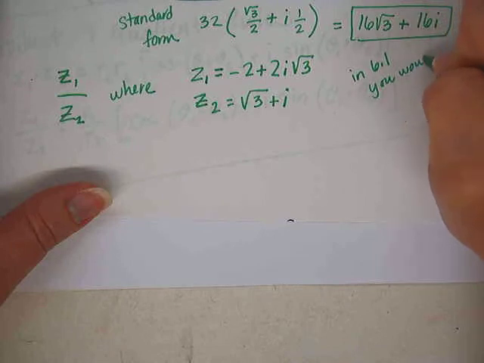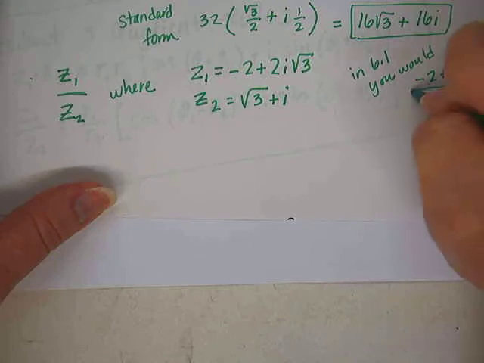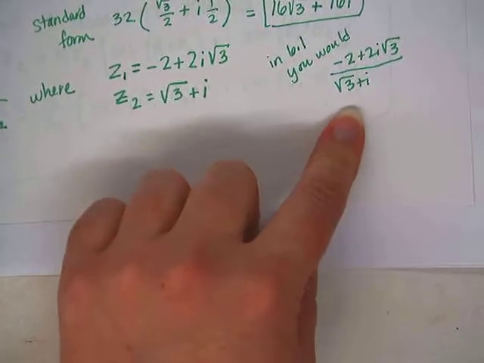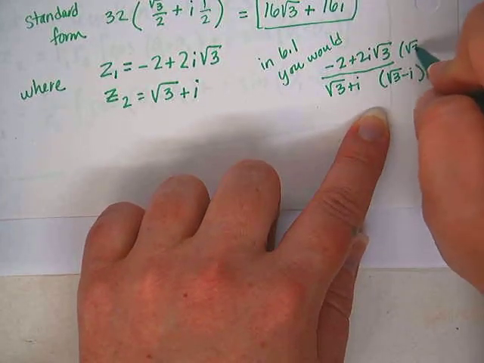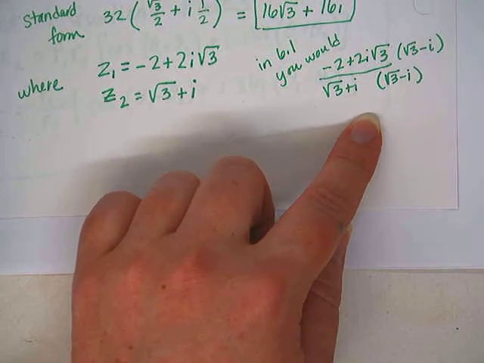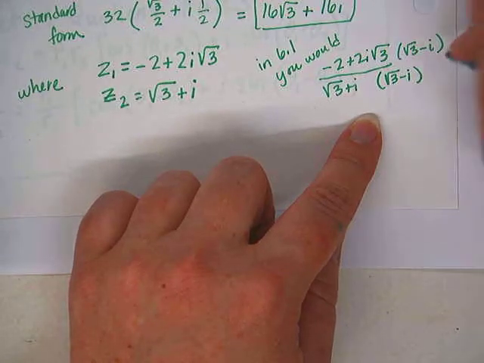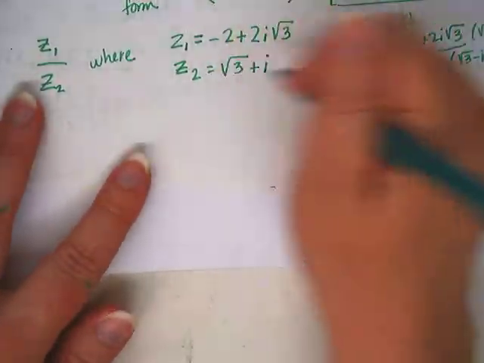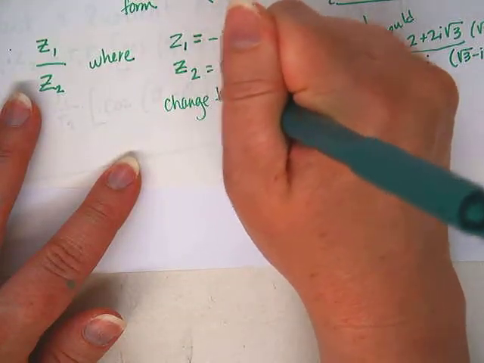So if this was the 6.1 assignment, in order to do this problem, you would be taking negative 2 plus 2i square root 3, and you're dividing by square root of 3 plus i, but then you would have to do the conjugate, so you would have to multiply by square root of 3 minus i over square root of 3 minus i. You'd have to FOIL everything out, simplify, divide it, put it in standard form. Does this sound familiar, those of you who did 6-1? That would be the process, right?